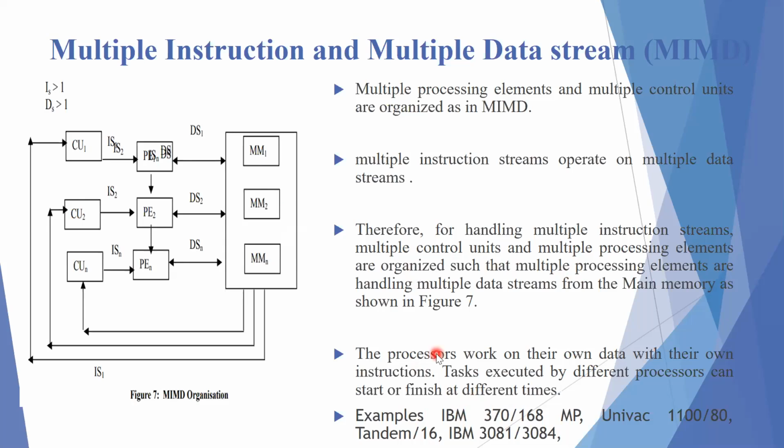So there has to be a master CPU of all, which divides the job into the n number of CPUs which are all connected in parallel. So usually they work in master slave mode. Some examples are IBM 370 by 168, then we have the UNIVAC 1100 by 80 and Tandem 16, IBM 3081 and 3084 also.